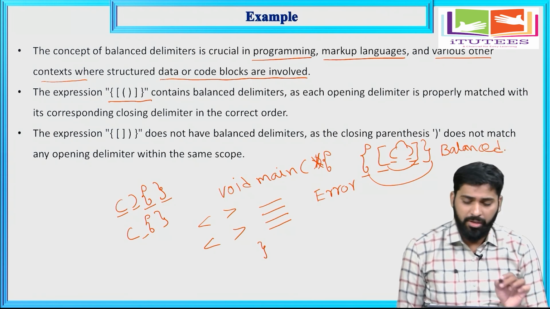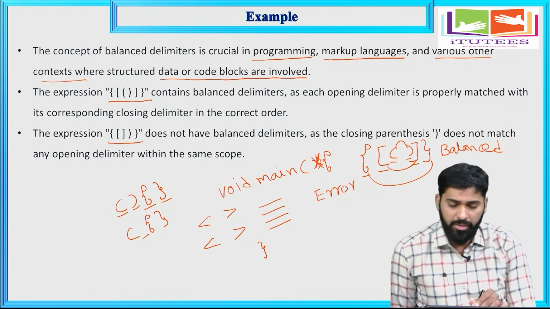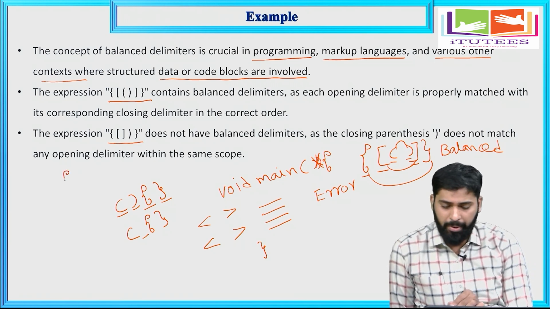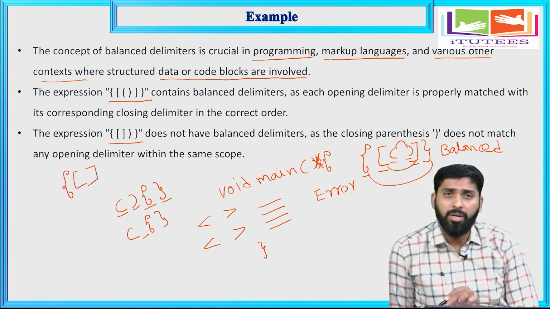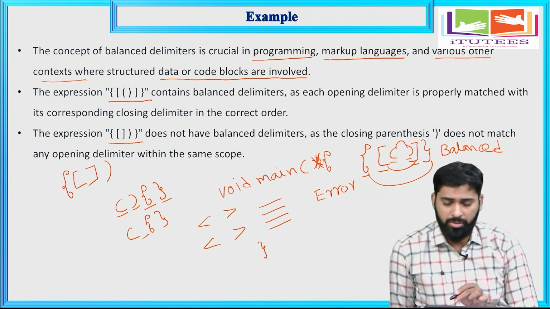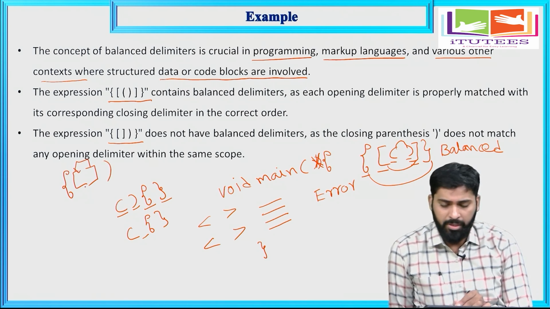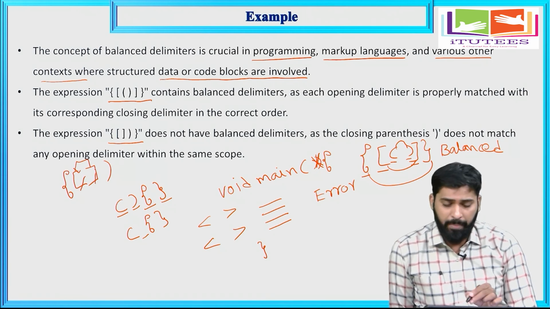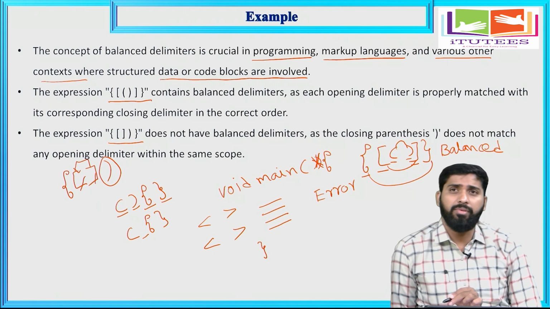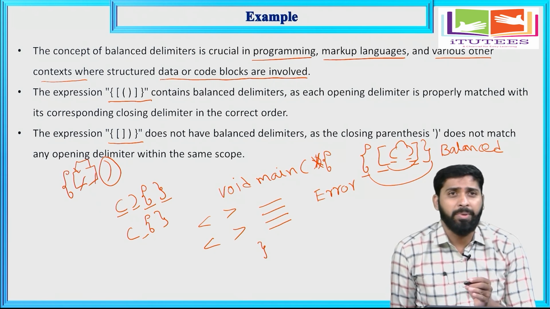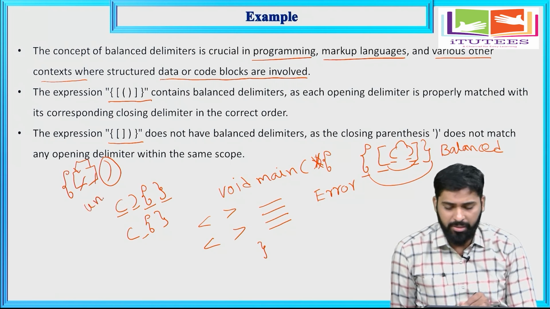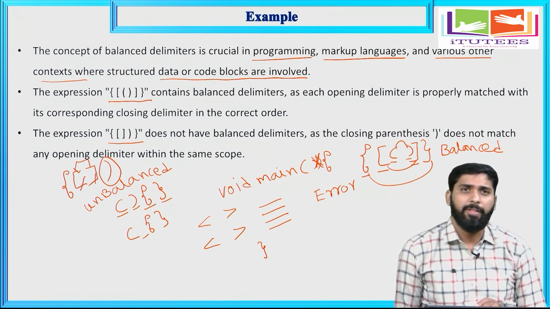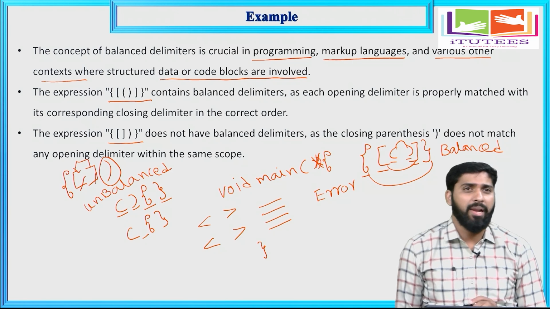Now consider another expression. Here flower bracket open, square bracket open, square bracket close, and normal bracket close. So these two are okay, open and close, but this is the closing of a normal bracket, and previously in the expression there is no normal bracket open. So it is unbalanced. We say that this expression is unbalanced. Okay, so this is the example for balanced delimiter.